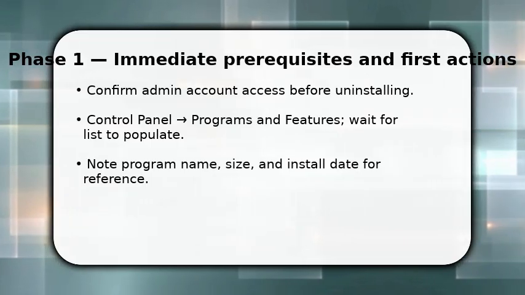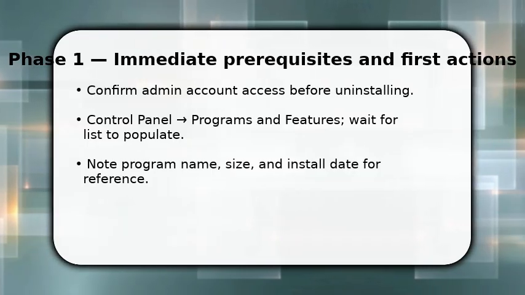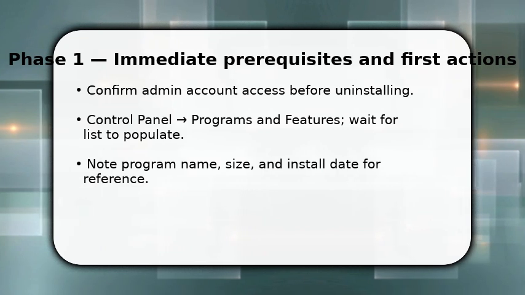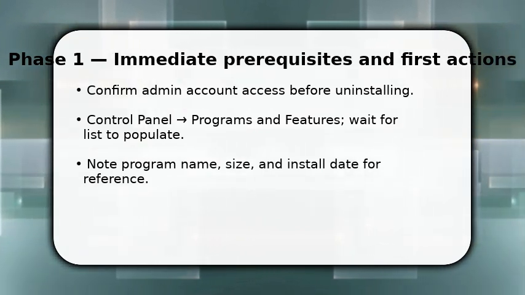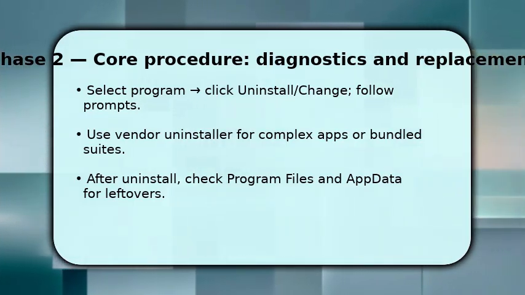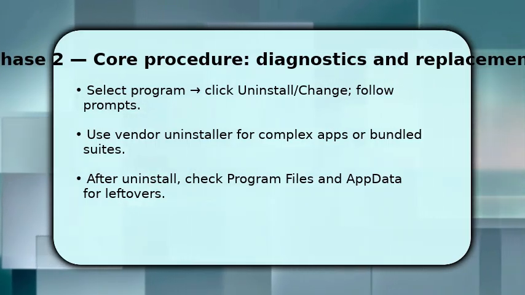If the list is long, use the search box in the upper right to filter quickly. This saves time and prevents mistakes. You'll select the target program and click Uninstall or Change, then follow the on-screen prompts. Read each dialog to avoid bundled extras. For complex apps or suites, use the vendor's uninstaller when available because it removes services and drivers more thoroughly.